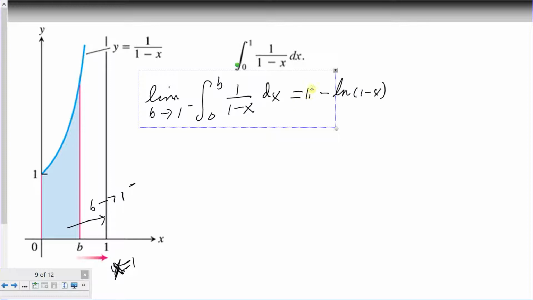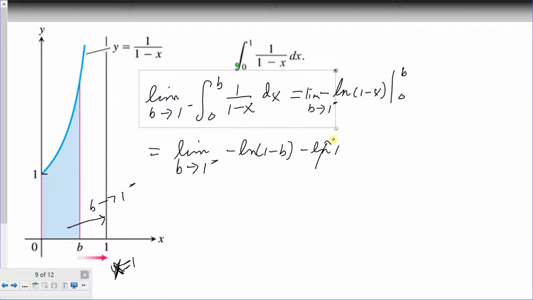And we want to take the limit as B approaches 1 from the left. We want to go from 0 to B. And so this finally equals the limit as B approaches 1 from the left of minus ln of 1 minus B, minus ln of 1. Of course, ln of 1 is 0. As B approaches 1 from the left, this approaches minus infinity, which is plus infinity. So the integral diverges.